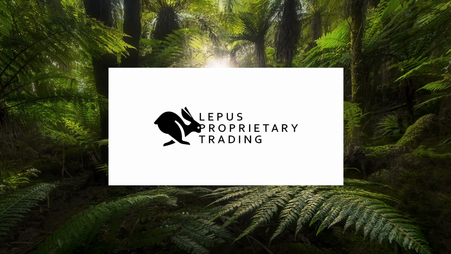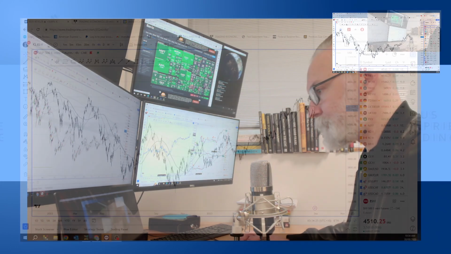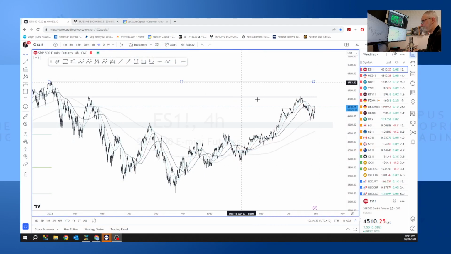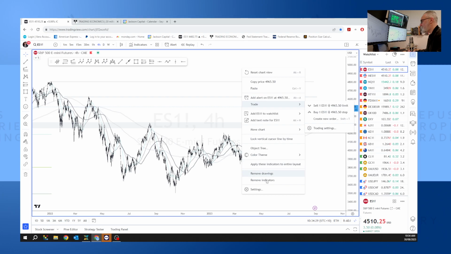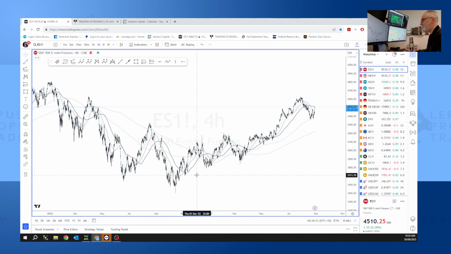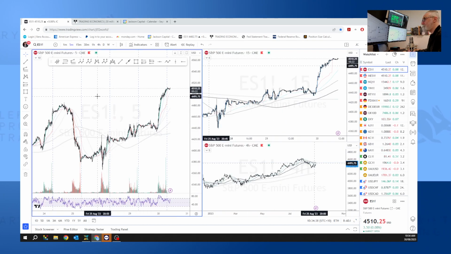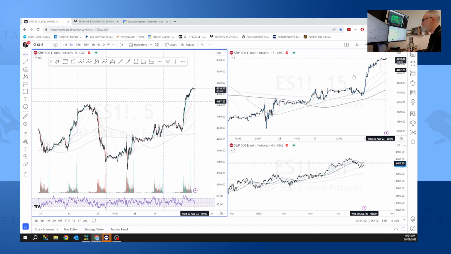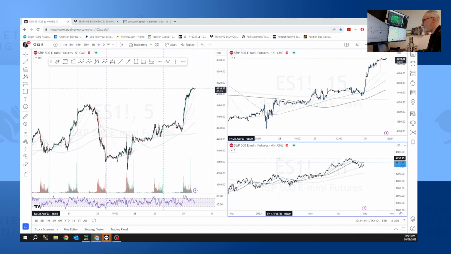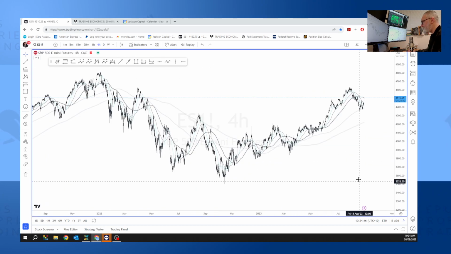Okay, here we go. This is my take. Alrighty, let me just delete everything. What I'm going to do is remove all drawings, so that we're starting from a blank slate. I've got my 5 minute ES. This is ES. So 5 minute there, 15 minute here, 4 hour here. We start off on 4 hour.